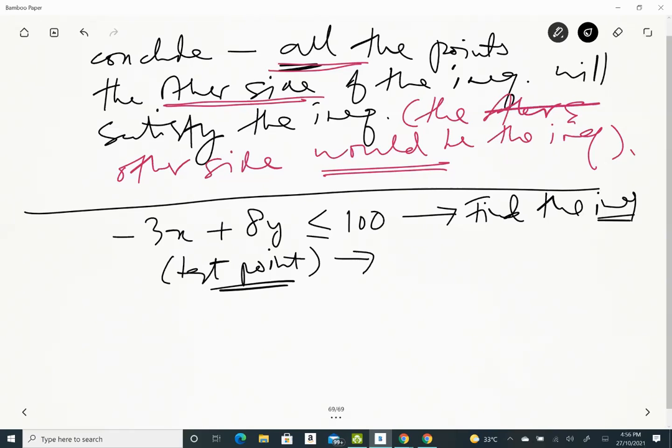If your test point does satisfy the inequality, that's good, so that side will be the inequality. If the test point does not satisfy, then the other side will be the inequality. So just practice on this one.